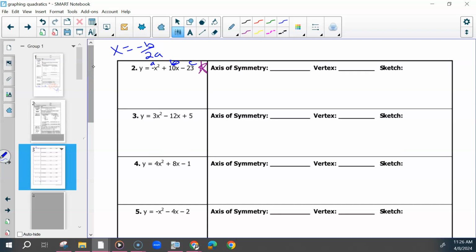How would I set up this formula? -1 over 2 times -1. So x equals -10 over 2 times -1.